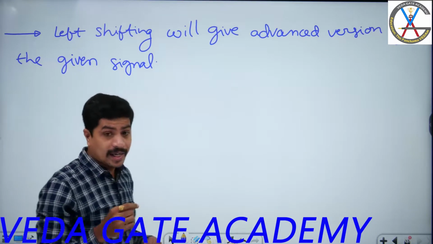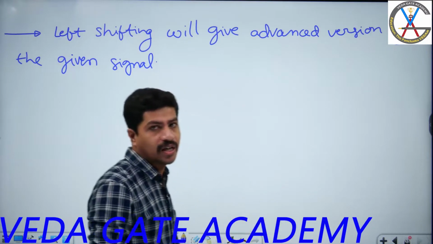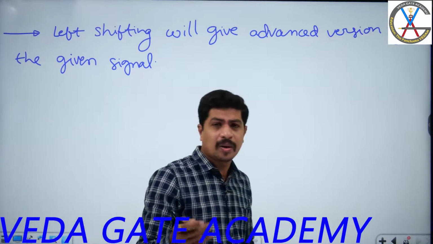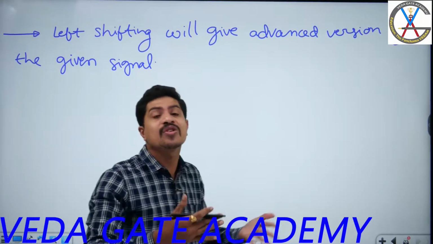And one point again I'm giving: always the variable has to be shifted, not the square or cube or root of the variable. That point you have to remember. You can write your own note point if you want. This is time shifting.